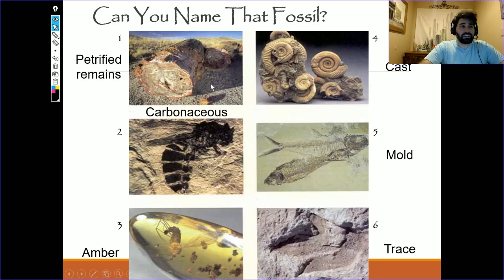And that is it for today, when we talked about what fossilization is, how it happens, and what types of fossils you're going to see.